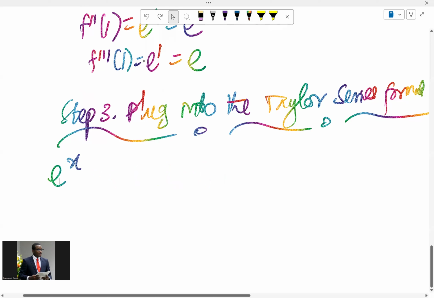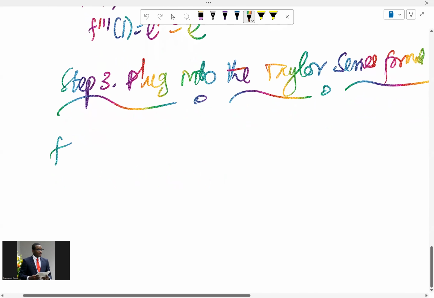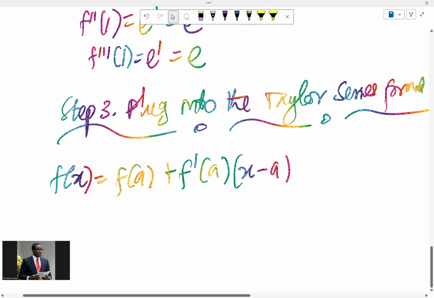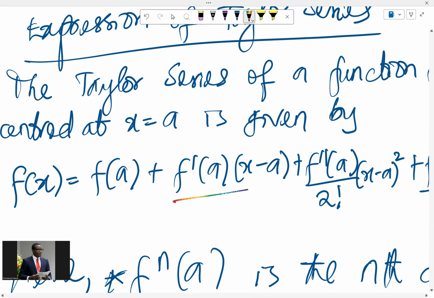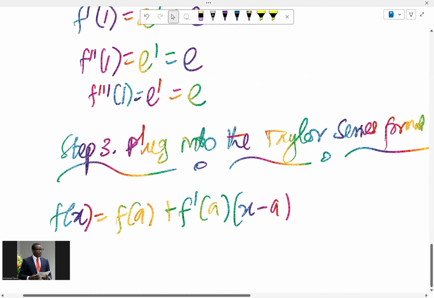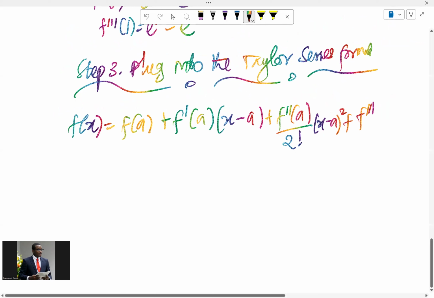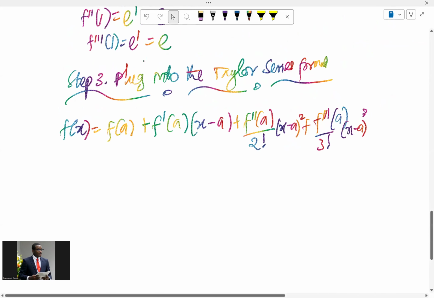So don't forget that the Taylor series expansion for any function f of x, around center a, is given as f of a plus f prime of a into x minus a, and then we continue like that, plus f prime prime of a all over 2 factorial x minus a squared, plus f prime prime prime of a all over 3 factorial x minus a raised to power 3. And that goes on forever, okay?